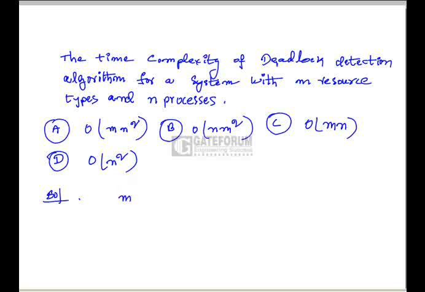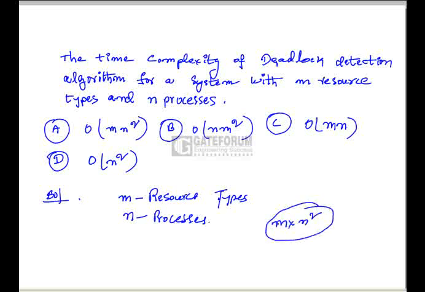For example, if the resource allocation graph contains m resource types and n processes, in order to find a cycle, we need to run the cycle detection algorithm. The cycle detection algorithm needs to perform some operations to identify whether there is a cycle in the resource allocation graph. Usually it has to perform m into n square operations to find a cycle. When there is a cycle, it is unsafe, it leads to deadlock.